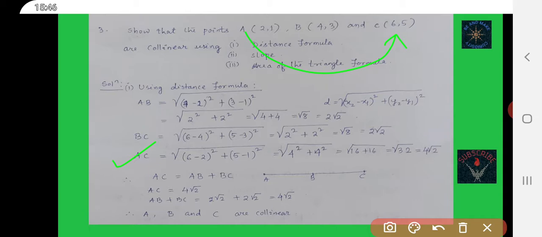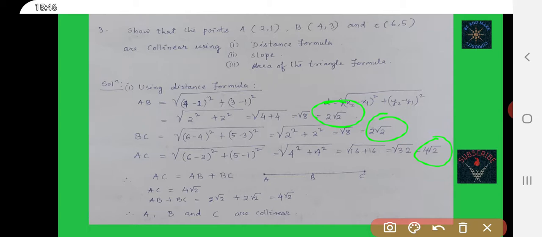Then 6 minus 2, 5 minus 1. So 6 minus 2 whole square plus 5 minus 1 whole square is equal to 4 square plus 4 square, that is 16 plus 16 under root, then 32 under root, you get 4 root 2. Now you see the result, the distances AB, BC and AC.